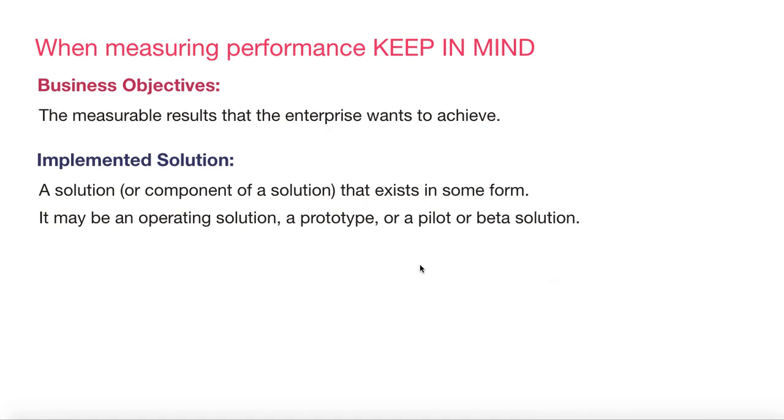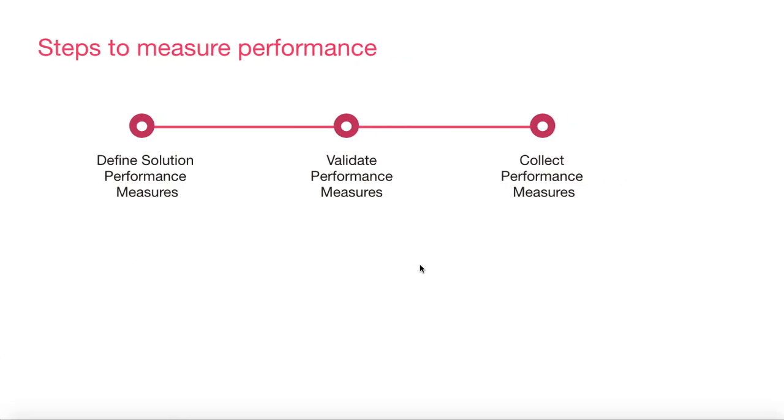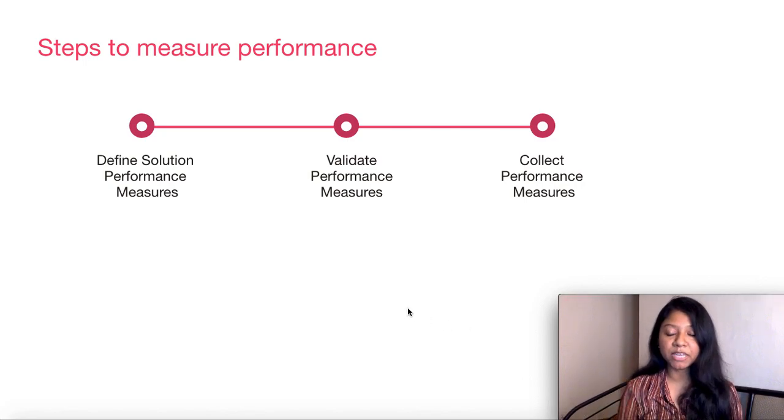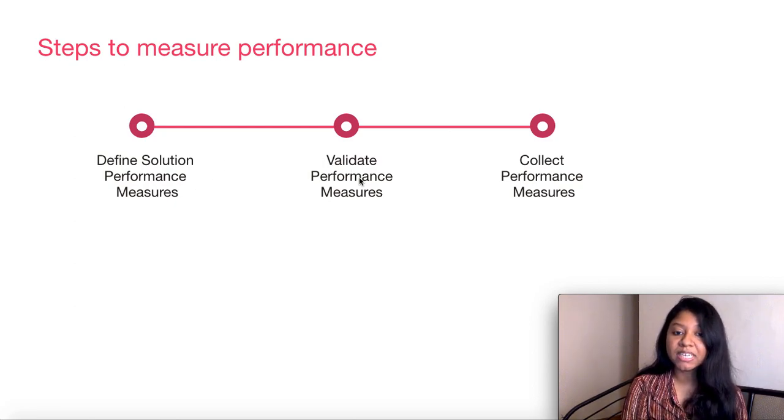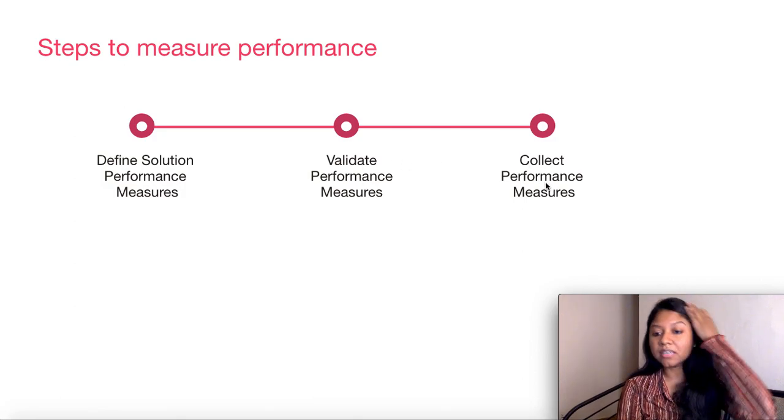If you want to validate if it's going to satisfy the value, you take that up as the implemented solution. There are several steps that you need to follow in order to start collecting these performance measures. The very first one is you want to define the solution performance measures. Once you have defined those measures, you need to treat these performance measures as any other requirement. So what do we do when we define requirements? Of course, we validate them, right? The same thing we need to do even with these performance measures. We need to validate them with the right stakeholders. And last is you need to start collecting.